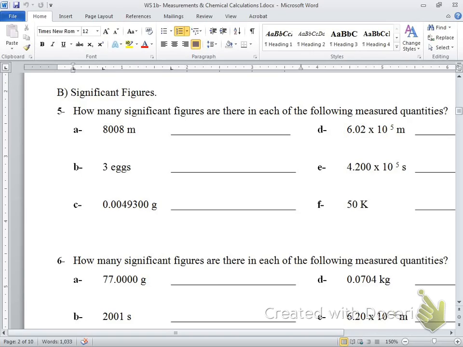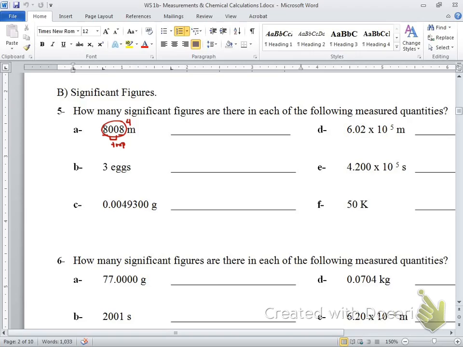So I'm going to mark the non-zero digits. I have an 8 and an 8, right? And then the 0, 0 in the middle is trapped because they're between numbers. It looks like a face. So those are trapped. So how many figures are there? 4.